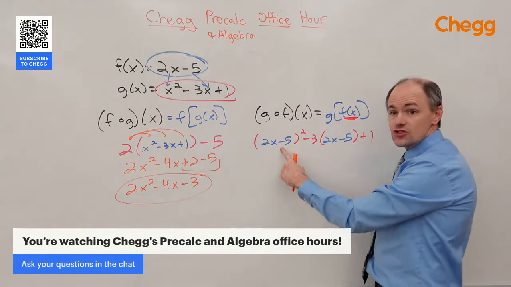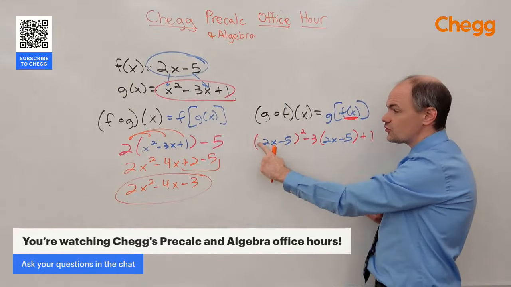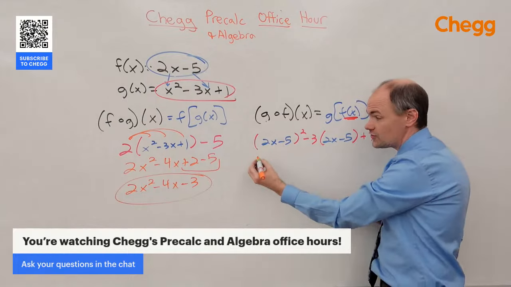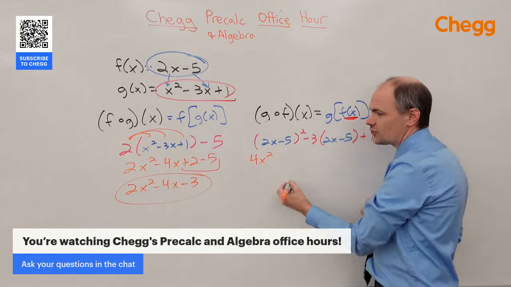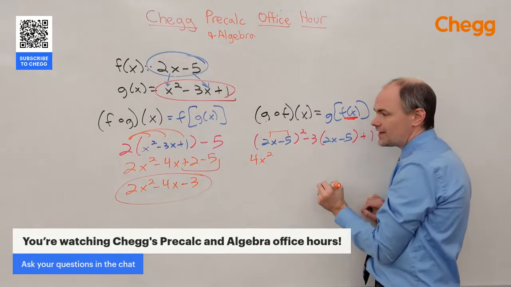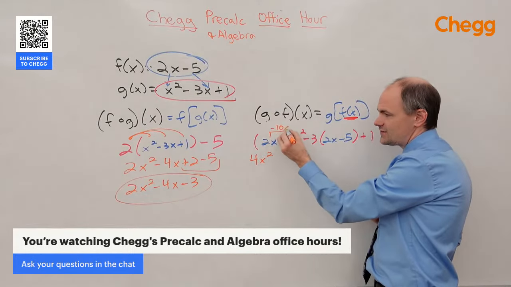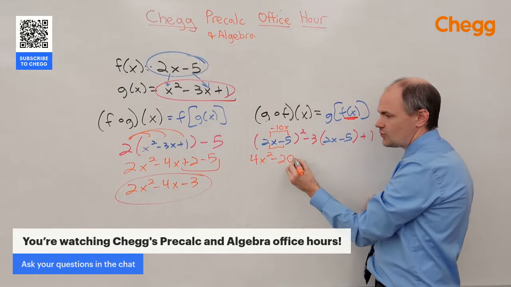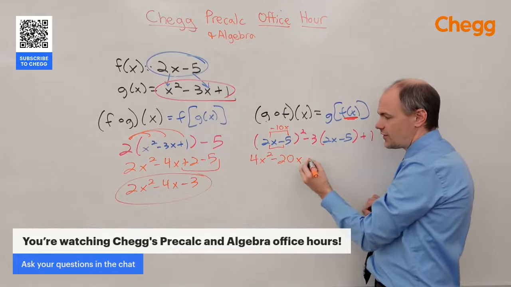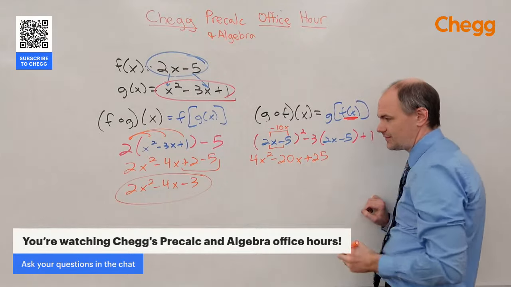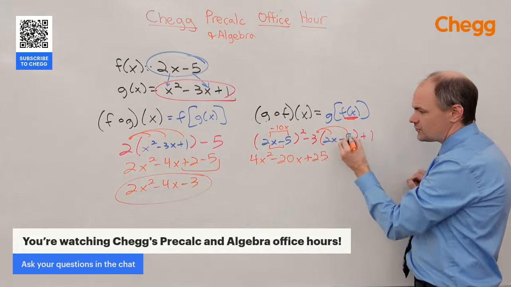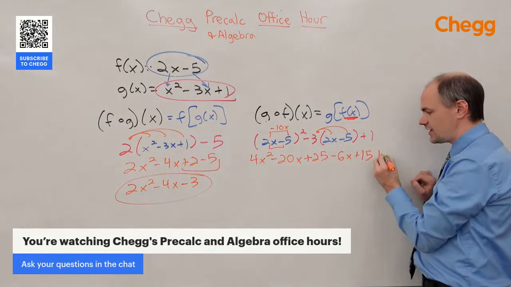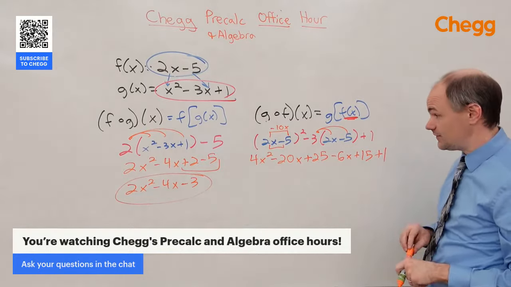We're going to square this 2x minus 5. When we square the 2x minus 5, there's a shortcut that we can use. It's really nice. We can square the 2x, that gives us 4x squared. Then we multiply the pieces together. That's negative 10x, and we're going to double it because it shows up twice, negative 20x. And then we square the 5 to get 25. Then I'm going to distribute the 3 through. That's going to give me negative 6x plus 15. And we still have this plus 1 at the end.